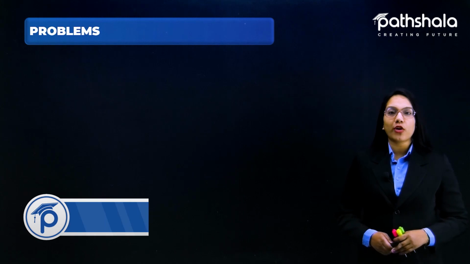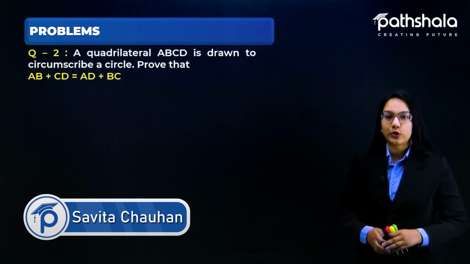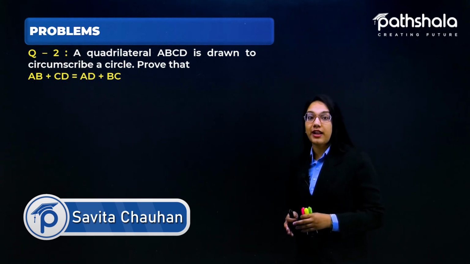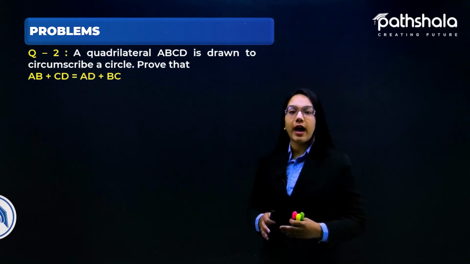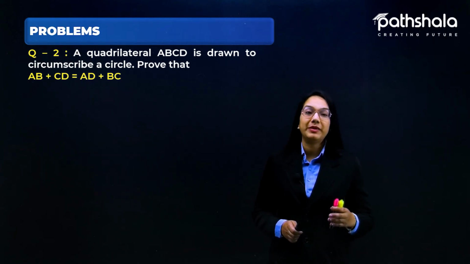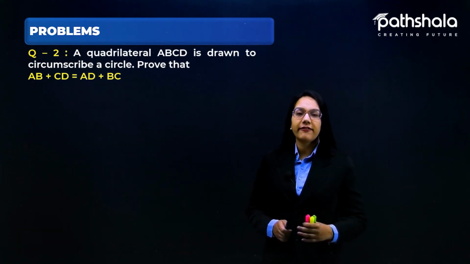Now let's move on to question number 2, which says that a quadrilateral ABCD is drawn to circumscribe a circle. Then we have to prove that AB plus CD is equal to AD plus BC. Let's see the figure first of all.